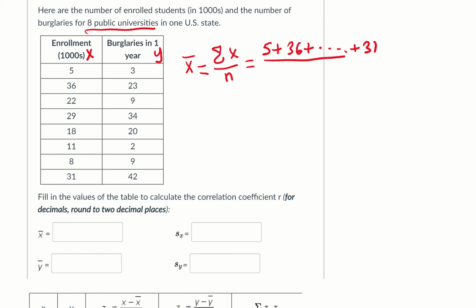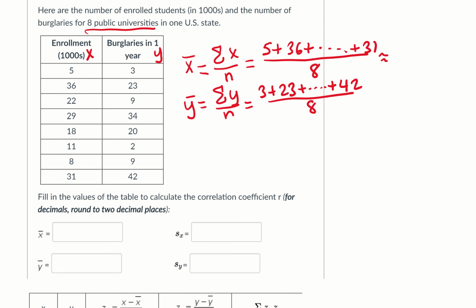And then divide by, we have 8 universities. And then same thing for Y bar. We're going to sum the Y's, divide by N. So the Y is 3 plus 23, dot, dot, dot, all the way to 42, divided by 8. That'll give us our X bar, Y bar. And now, let's go ahead and get those numbers first.